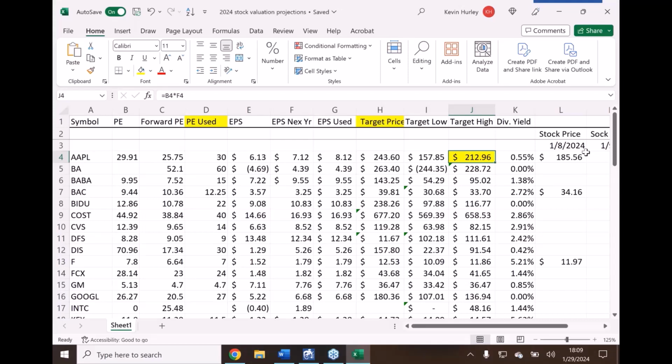Earnings of 7.12, or it can be an earnings of 8.12 because I usually underestimate by $1. That will give you a target price of 243.60. How I came up with this one, all I did is use their regular earnings per share times the 30.